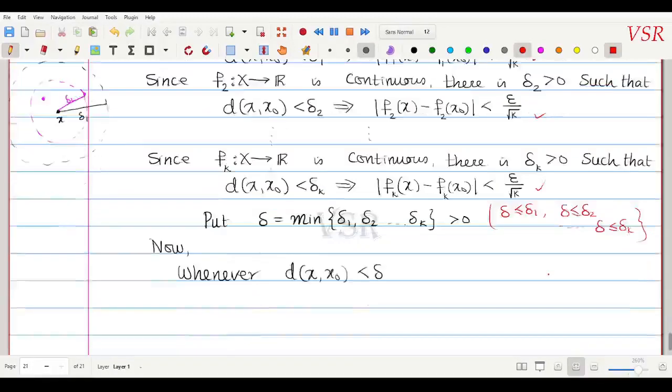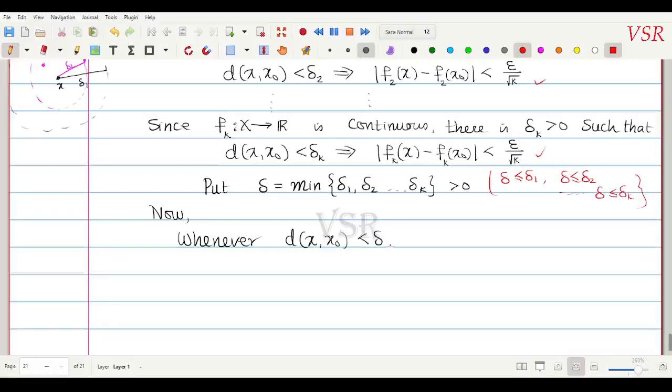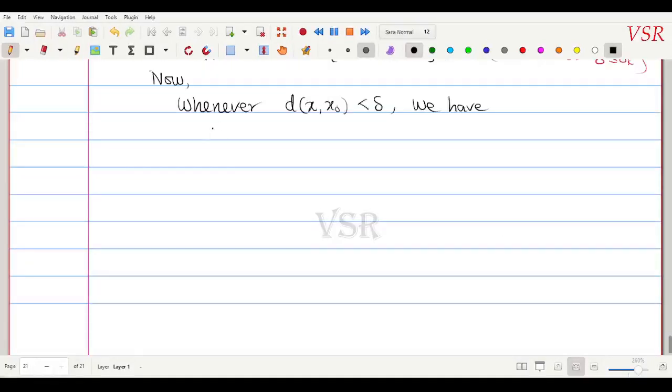ஓகே, whenever we have, என்ன சொல்றேன் அப்படின்னா, that is the distance between, that is modulus of f of x minus f of x naught, which is equal to, இதனுடைய definition என்னது? Summation i equal to 1 to k, modulus of fi of x minus fi of x naught, the whole square, the whole power 1 by 2.